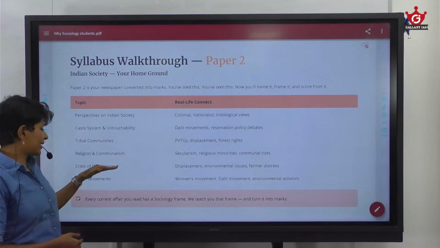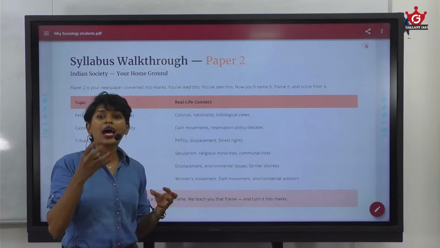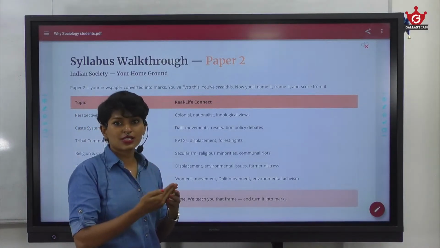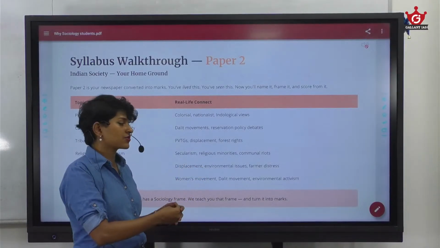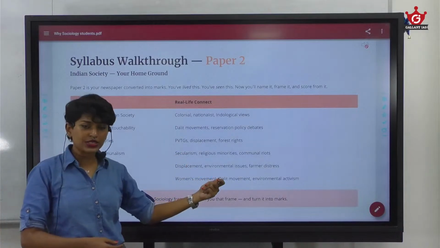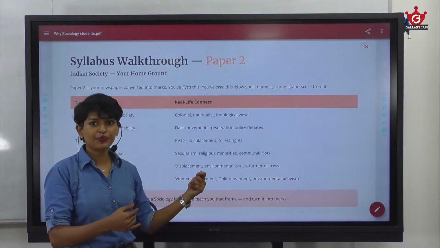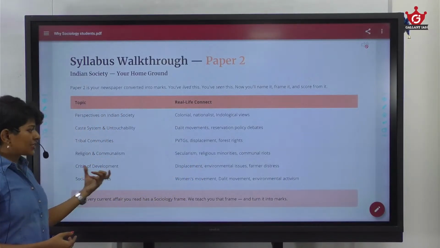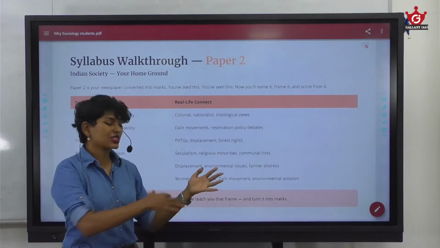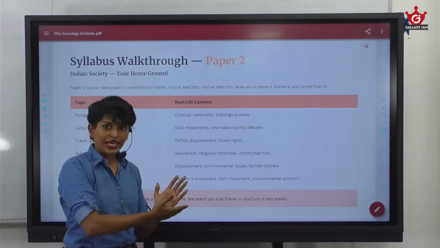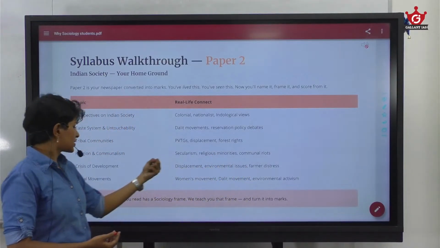Then moving on to the next module, that is religion and communalism. This is where you would be adding to what you have learned in paper 1. You have already learned something over there. Now you are adding the Indian perspective too, and you would be looking into religious minorities, the communal rights, or the secularism in our country. Then crisis of development, which talks about the environmental issues, the displacement, or the rights of such people, then farmer distress. All this comes under this part.